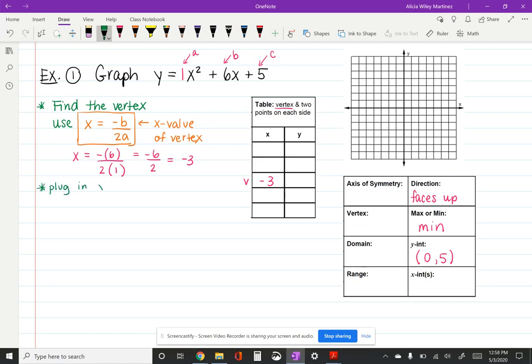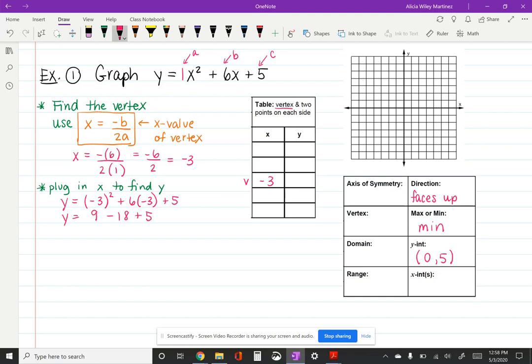Plug in x to find y. So it takes a little bit of evaluating here. So I'm going to do y equals x squared. I can ignore the coefficient of 1. So -3 squared plus 6 times -3 plus 5. Simplifying that, that's 9 minus 18 plus 5.